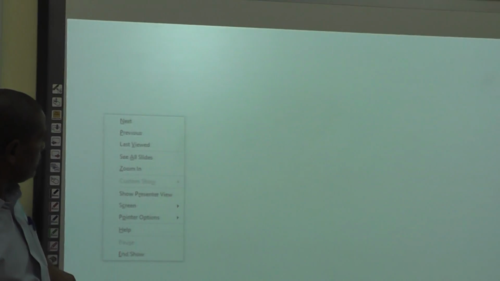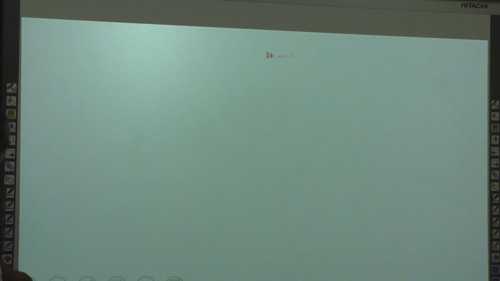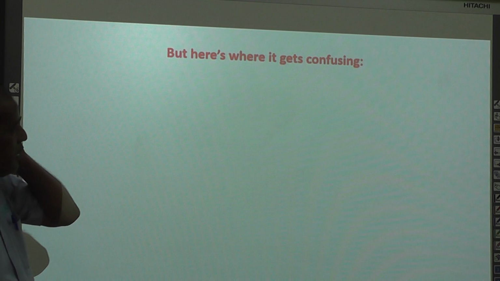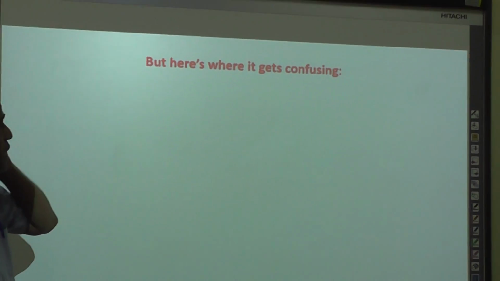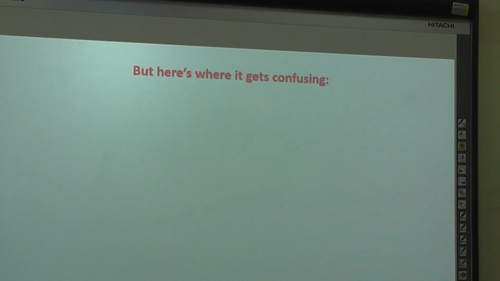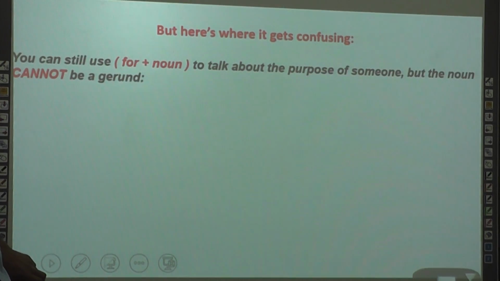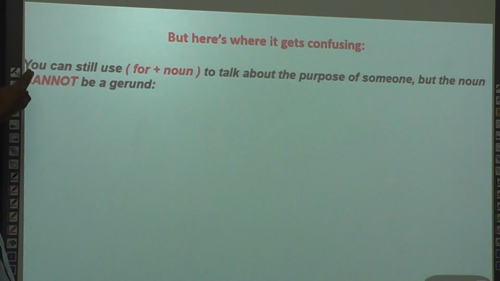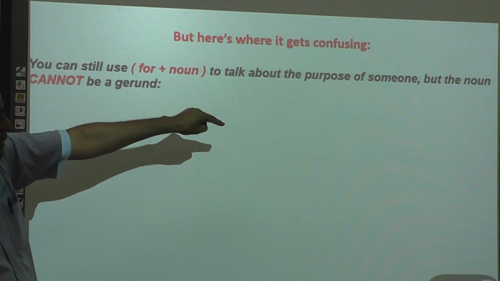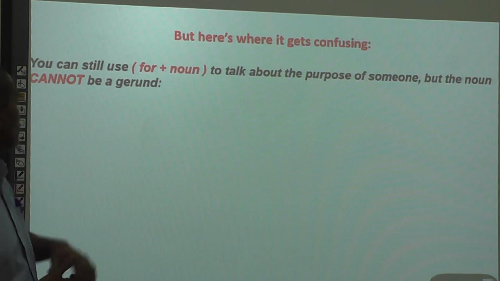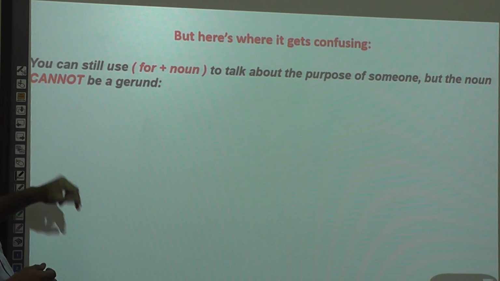But sometimes you have to take care and pay attention because sometimes it gets confusing. For example, you can still use for plus a noun to talk about the purpose of someone, but the noun cannot be a gerund.